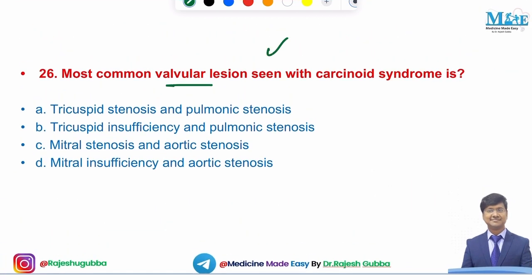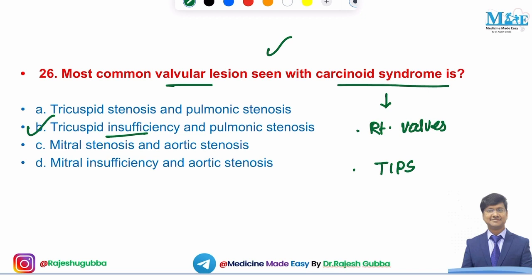Most common valvular lesion seen in the carcinoid syndrome is, so okay, tricuspid stenosis and pulmonic stenosis, tricuspid insufficiency and pulmonic stenosis, mitral stenosis and aortic stenosis, mitral insufficiency and aortic stenosis. So in carcinoid syndrome, it is the right-sided valves which are commonly affected, and it is a condition characterized by excessive production of the serotonin. Just remember this mnemonic TIPS in case of carcinoid syndrome. What does this TIP stand for?